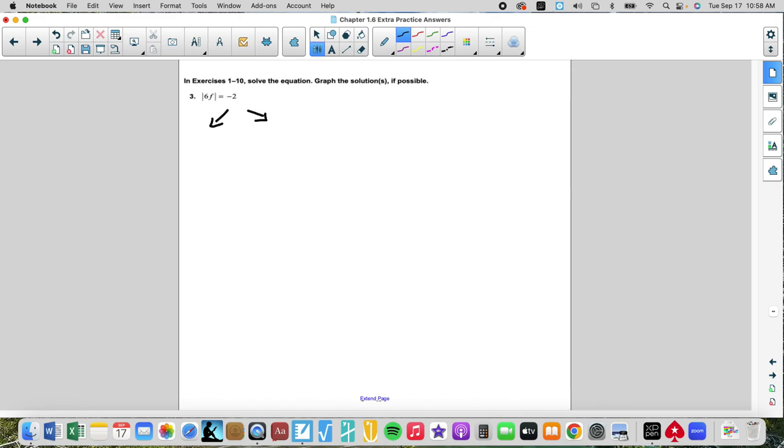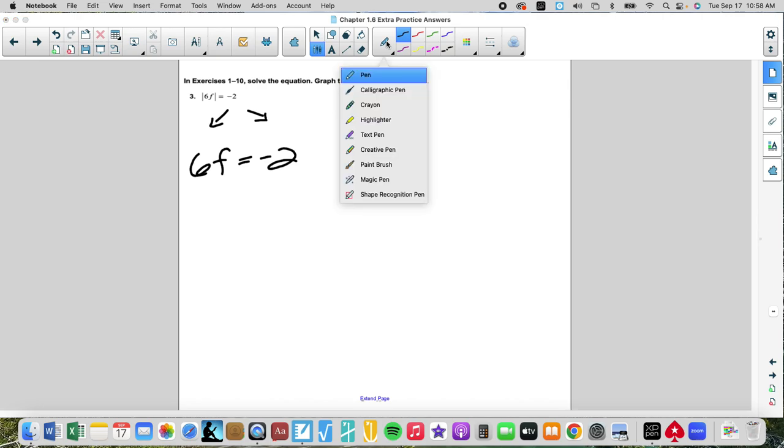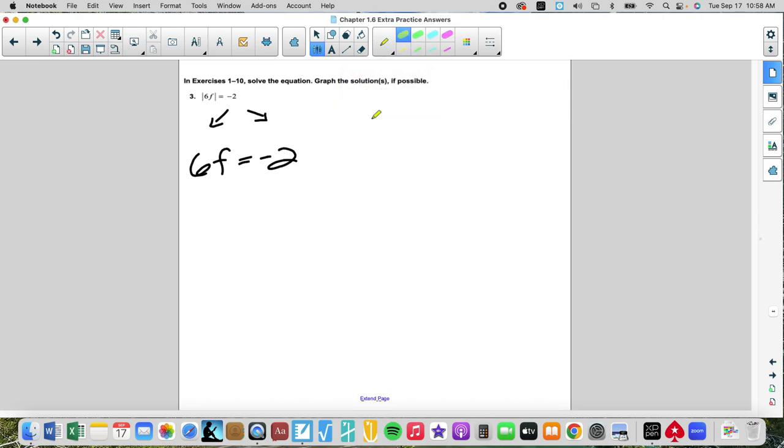My absolute value is isolated already, so I can write my statements: 6f equals negative 2. Oh, look at that. I am stopping. I'm in such a rush to write my two statements, I'm not even looking at this statement and noticing something that should be very glaring.